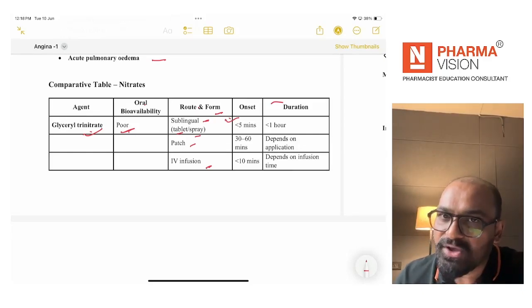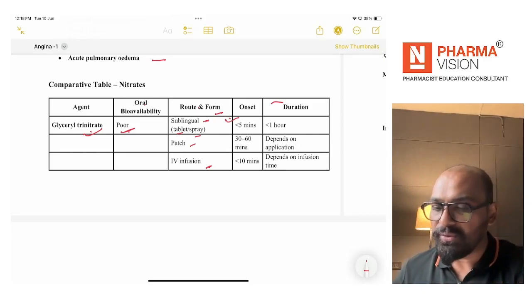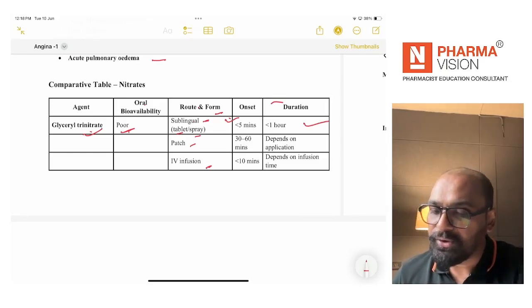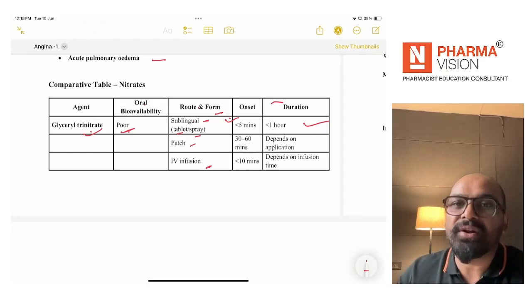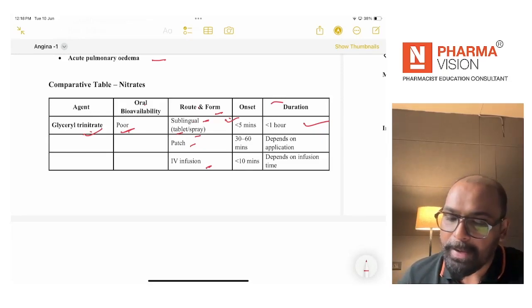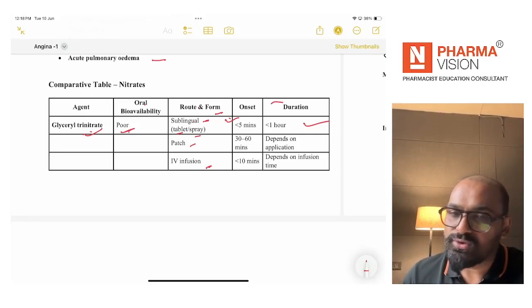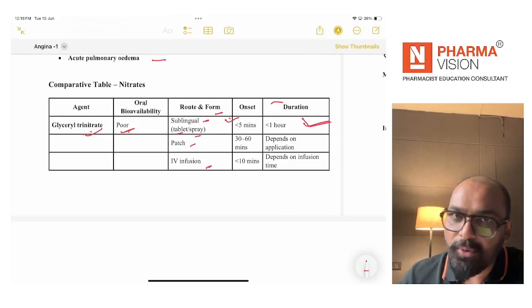That means when an acute angina attack has just happened, if you place the sublingual tablet, you can immediately start getting benefits, and the duration of action is less than 1 hour. So by that time you can reach the emergency services of the hospital. Okay, the use of sublingual is to relieve immediate symptoms and get the patient to the emergency care point.